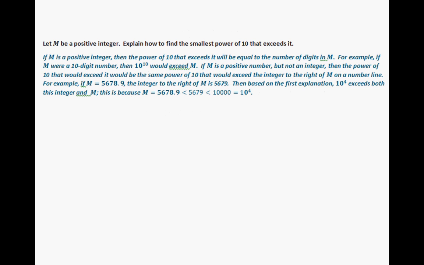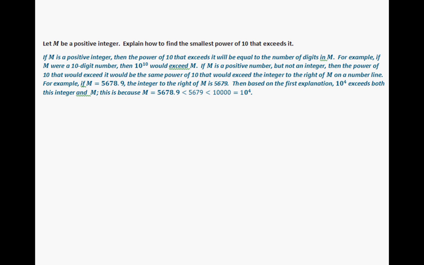So, let m be a positive integer. Explain how to find the smallest power of 10 that exceeds it. And again, based on the explanation from the examples, if m is a positive integer, then the power of 10 that exceeds it will be equal to the number of digits in m. For example, if m were a 10-digit number, then 10 to the 10th power would exceed m.